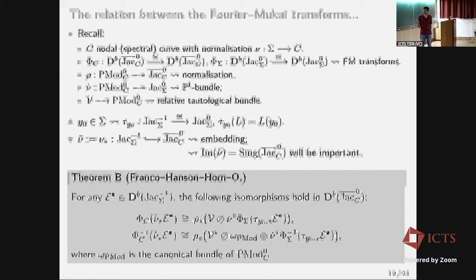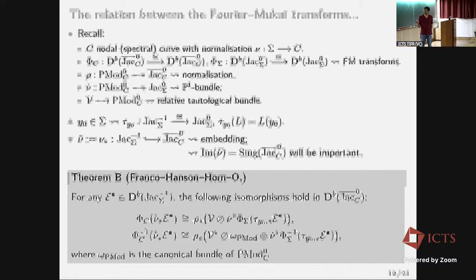So this is something sheaf or complex. This is something here in this here. And I have here the formulas for the Fourier-Mukai transforms and its inverse. So what you do, first you take your sheaf into the Jacobian of degree 0 by this translation.